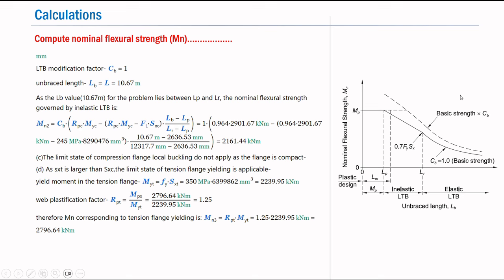So here, as you can see, on the left is provided a sketch from the code that shows the variation of the unbraced length with the corresponding nominal flexural capacities.